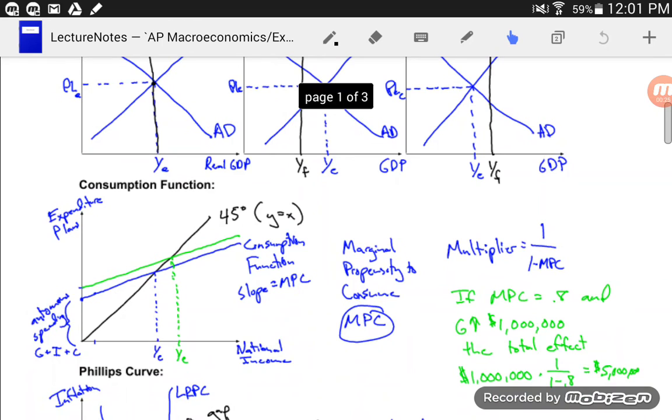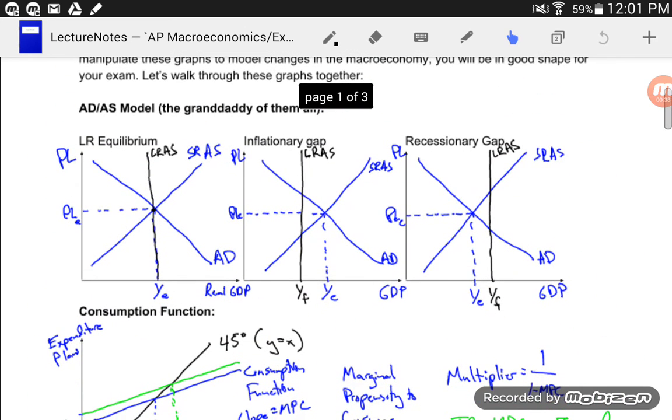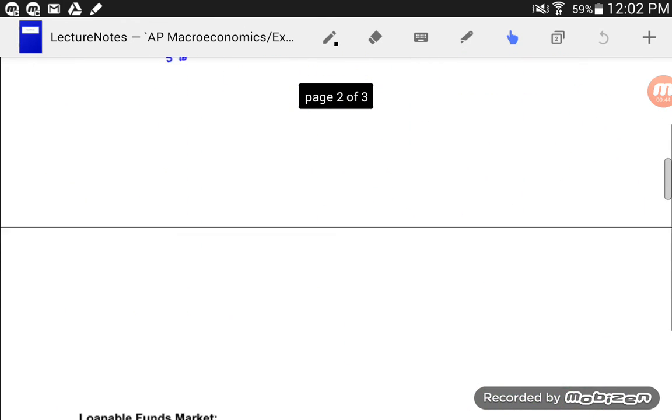The consumption function, you probably won't have to draw that one, but maybe. Phillips curve, good chance you'll have to draw that one. You should understand where those different points are and how they relate to the aggregate demand, aggregate supply model. But that brings us then to page 2.